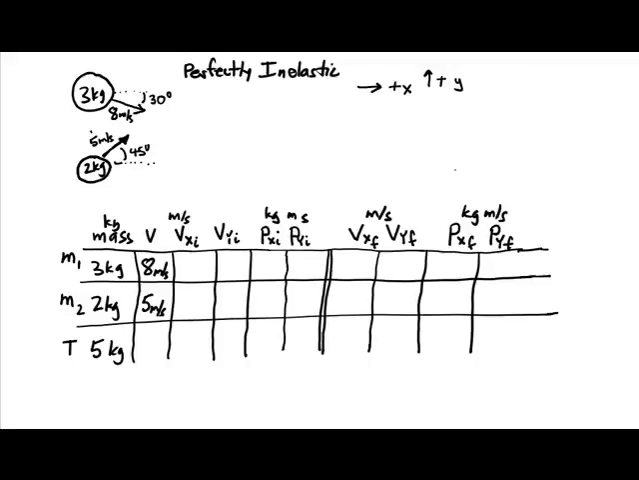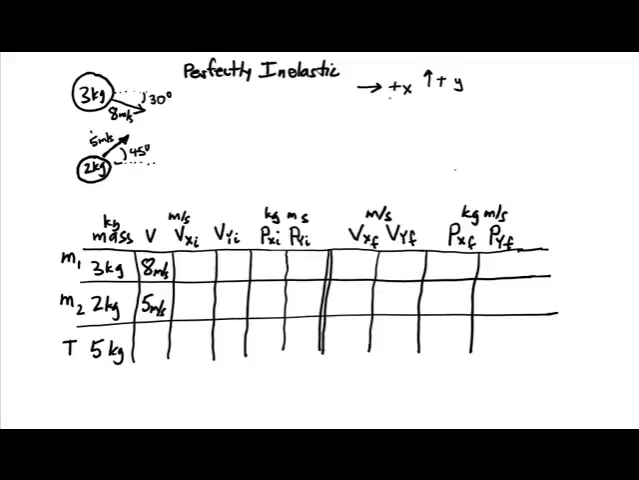Hey physicists, we're going to be looking at a collision of two objects, a 3 kilogram ball and a 2 kilogram ball moving somewhat toward each other in a perfectly inelastic collision. That means that the two objects stick together. There's a loss of kinetic energy. We'll learn what that means a little bit more sometime soon.